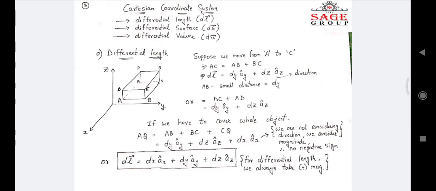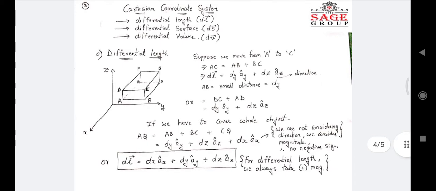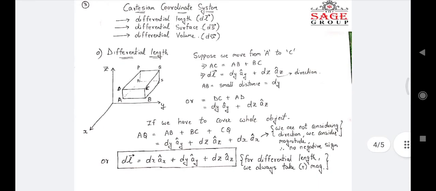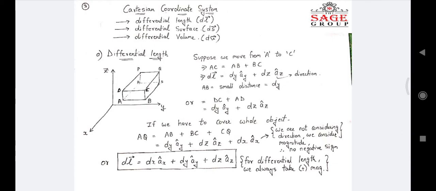I have written a small note over there that we are not considering the direction, we are considering only the magnitude. Therefore we have not put a negative sign, because many students ask, sir, when we move from C to Q we are moving in the negative direction of the x axis, so why have you not put a minus ax unit vector? Yes, you are right, but since we are considering only magnitude, we have not put the negative sign. Now to summarize, I have written AQ is equal to the dl vector, that is, if we want to cover this whole object, I have written it as dl.